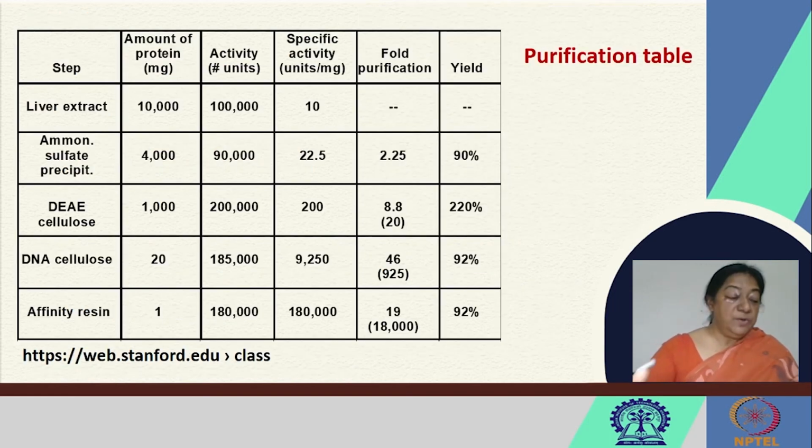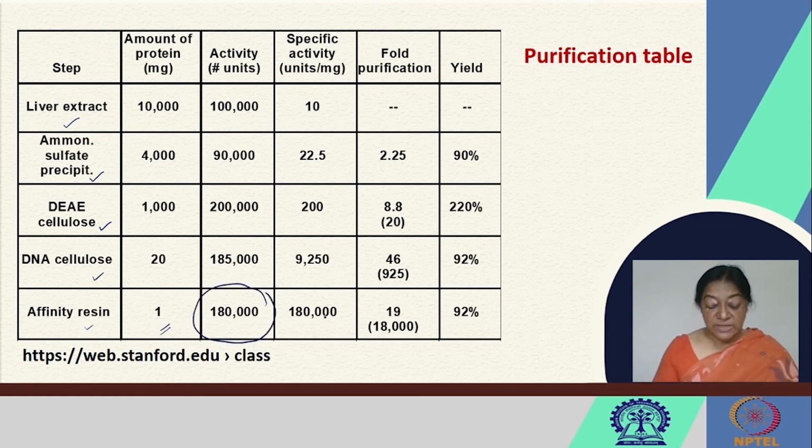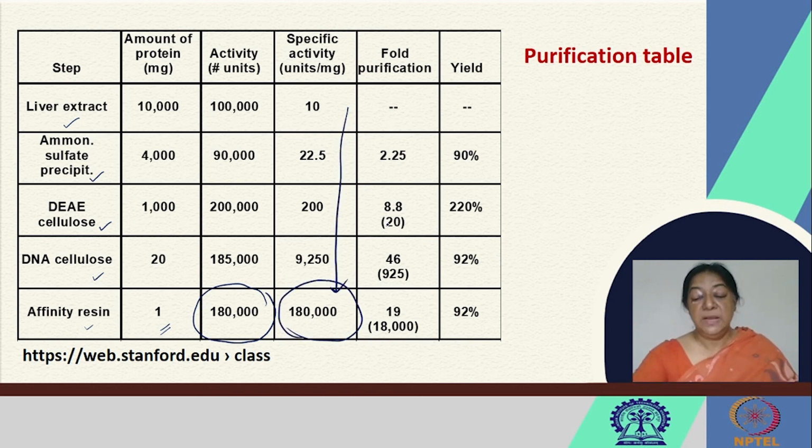A typical purification table will look like this, where we start off with liver extract, go for ammonium sulfate precipitation, then a DEAE cellulose, then a DNA cellulose, followed by an affinity resin. We will get the amount of protein to be less, but the activity will gradually increase, and the specific activity increases many folds depending upon our method of purification.